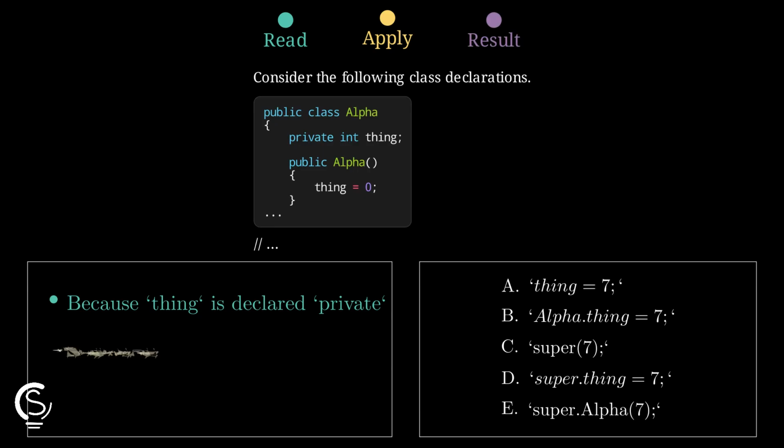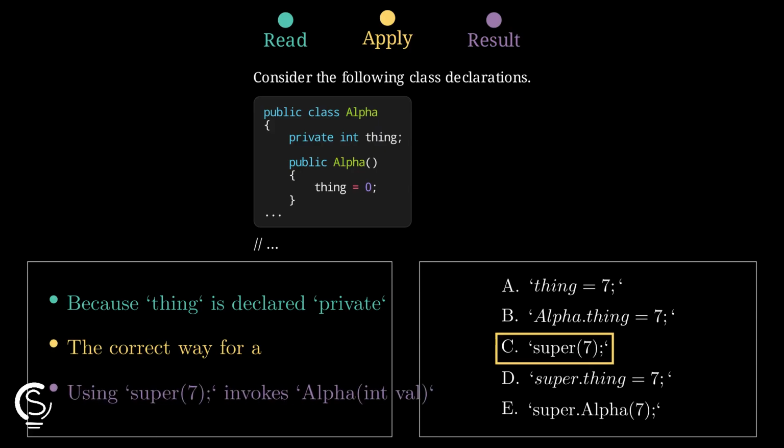Using super(7) invokes the specific Alpha constructor that takes an integer. This correctly sets the value to 7, making option C our perfect choice.